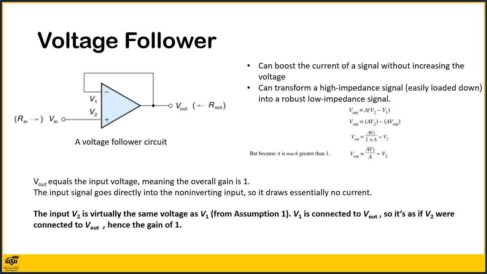A more intuitive way to explain a voltage follower circuit is as follows. The input V2 is virtually the same voltage as V1. We know that from our assumption 1 we just looked at. V1 is connected to V out, so it's as if V2 were connected to V out, hence the gain of 1.